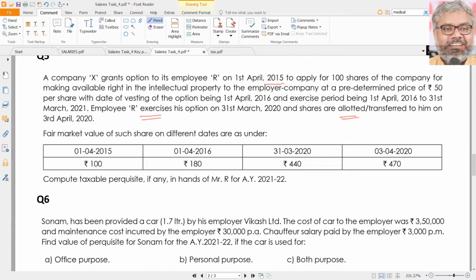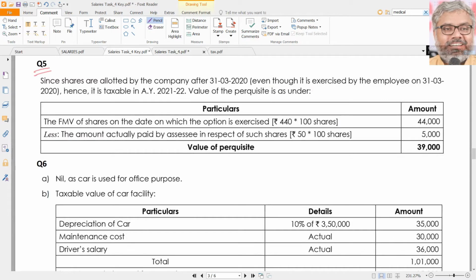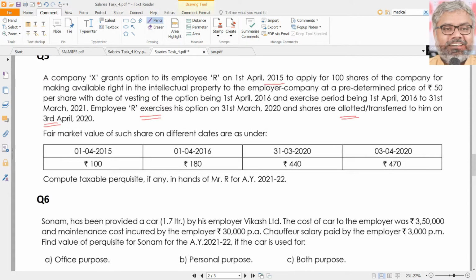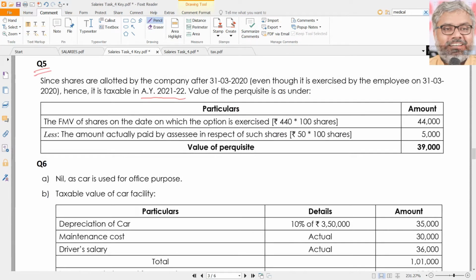Main point to be noted is, taxability of this perquisite arises on the date of allotment. Without getting the shares allotted, there is no taxability. So what is the date of allotment? 3rd April 2020, which means definitely this perquisite is taxable in the previous year 2021, that means assessment year 21-22. Though exercise happened on 31st March 2020, since the allotment happened on 3rd April, allotment is the taxable event when this perquisite is taxable.